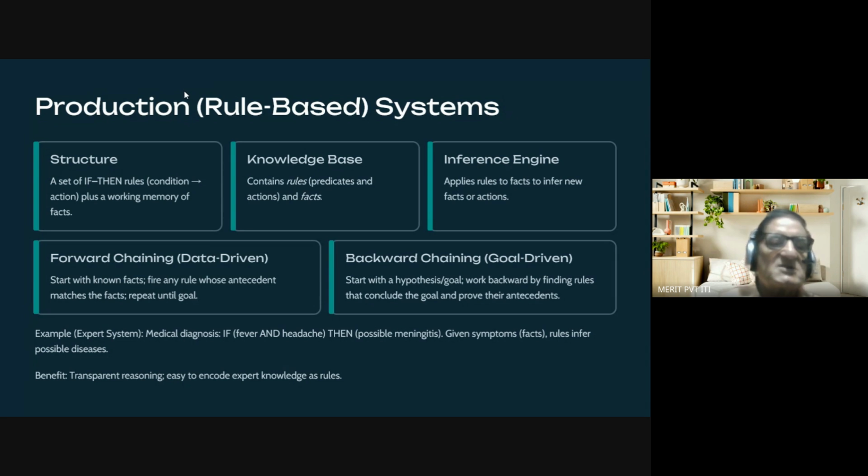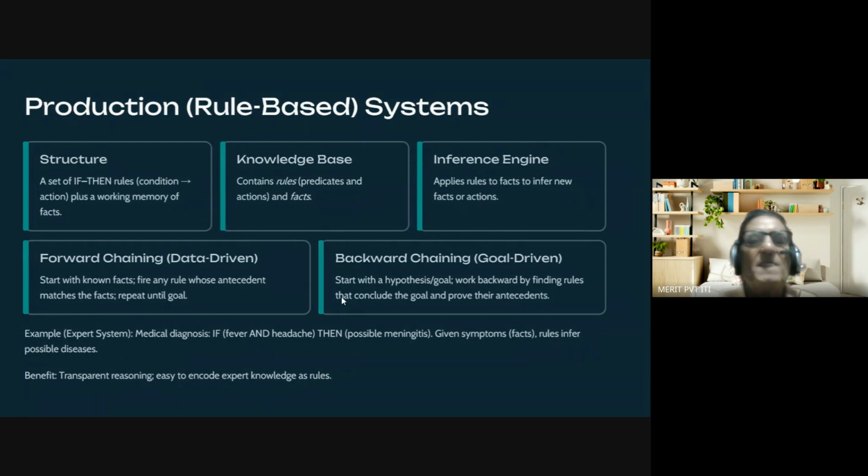For example, in an expert system for medical diagnosis: if fever and headache, then possible meningitis. Given symptom facts, rules infer a possible disease. So it's meningitis, the disease, if fever and headache both are there, and then blood rashes are there. Given symptom facts, rules infer the possible disease. This gives transparent reasoning, and it is easy to encode expert knowledge as rules.